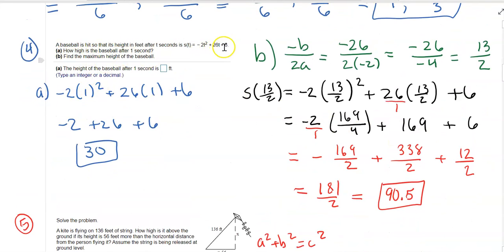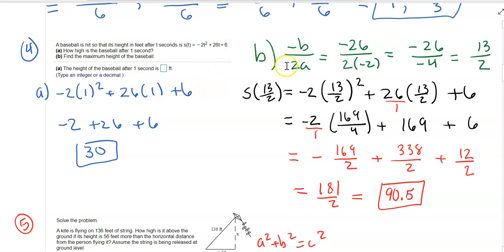Here we have a parabola given to us. It's the trajectory of a ball that is moving, a baseball more specifically. And how high is it after 1 second? That simply means plug 1 into the given function. So I plug in 1, evaluate, and I get 30. And the next one is saying find the maximum height.